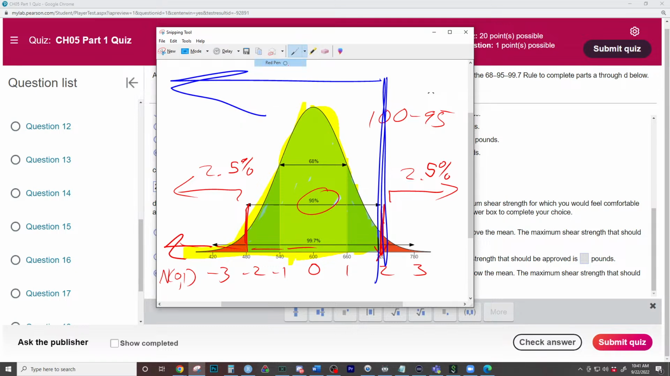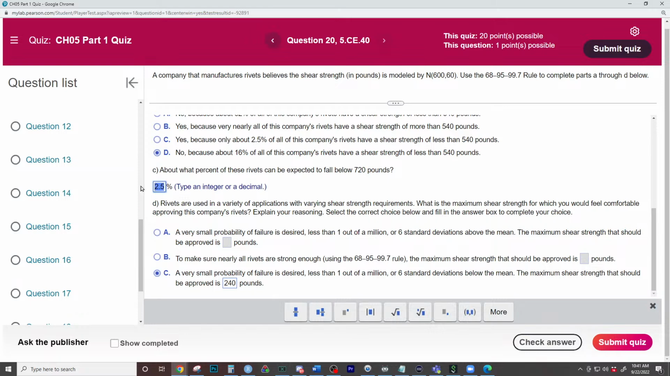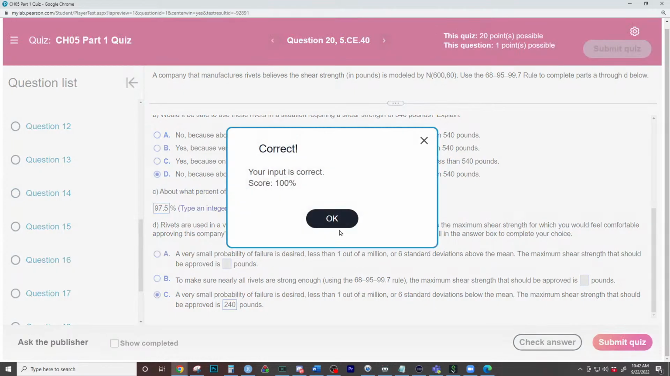97.5. Great job, Ethan. Very common mistake. A lot of people make that on the test because we might say above or below. So you definitely want to check that. So if 2.5 is above, 97.5 is below. And there we go right there.